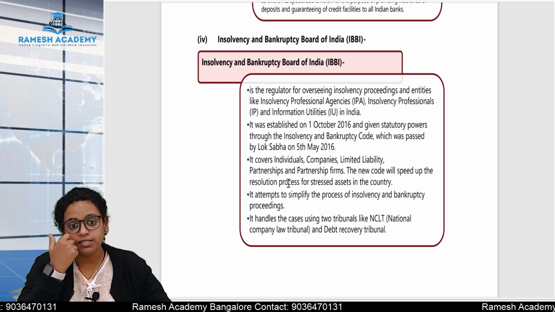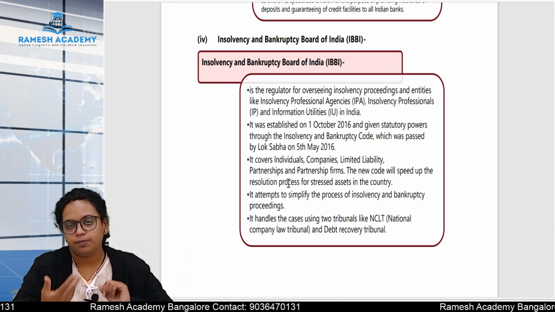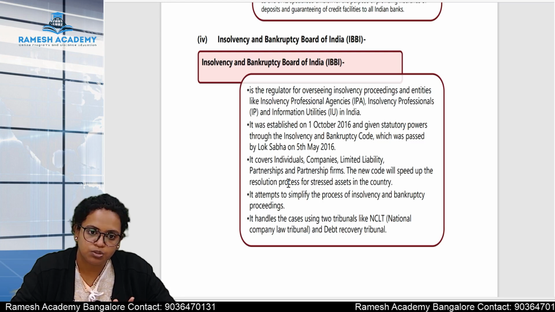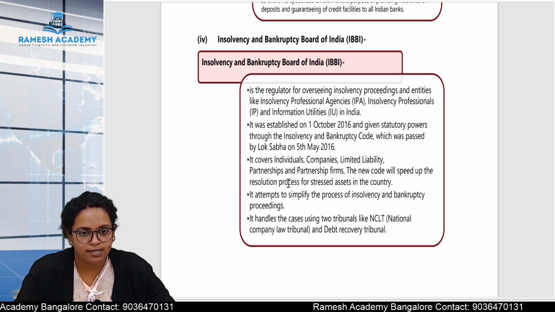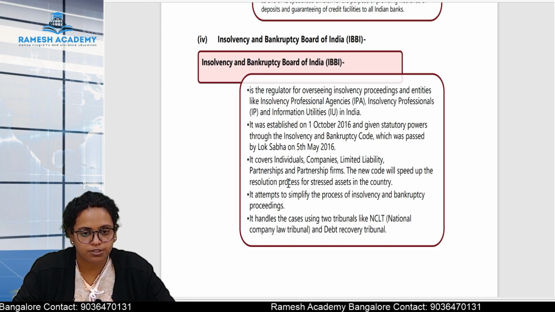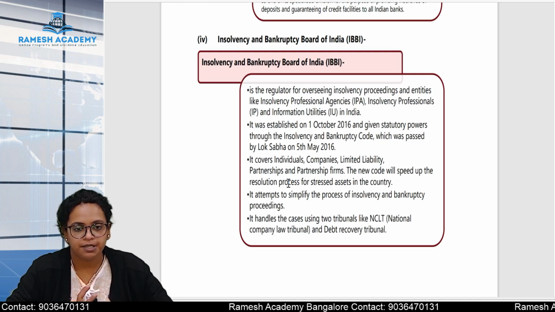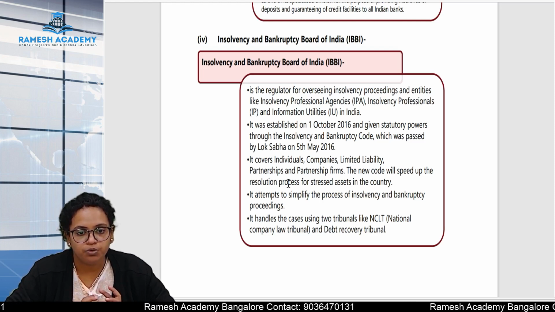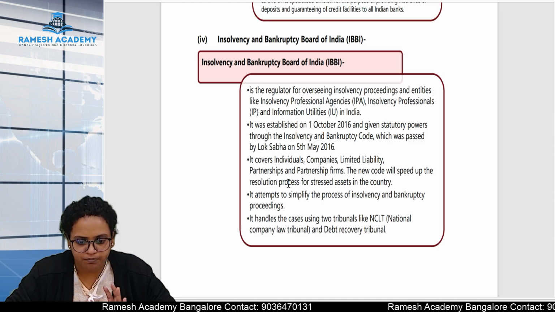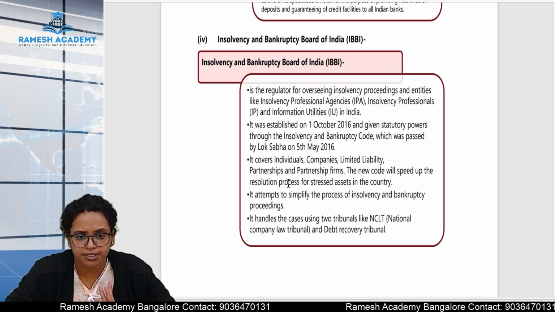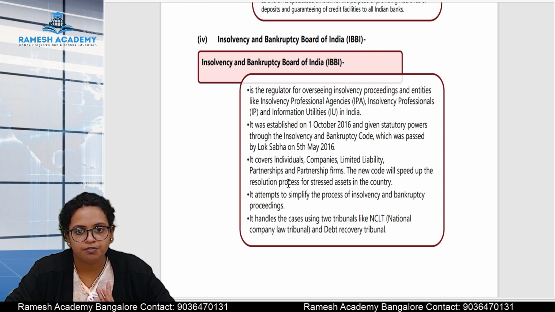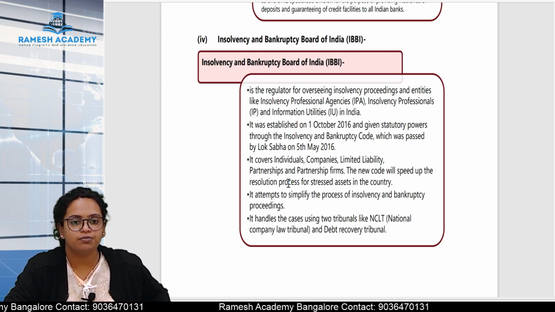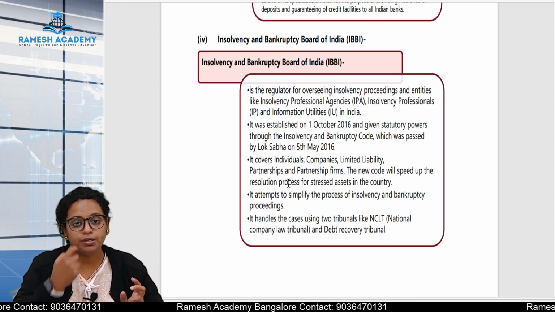So insolvency proceedings is nothing but when a company goes under liquidation and the company becomes insolvent, then there are a lot of other procedures that come under insolvency proceedings. All these things are taken care of by the Insolvency and Bankruptcy Board of India, which was a main board established in 2016. So this takes care of the insolvency proceedings and the entities, insolvency professional agencies. There are some insolvency professional agencies wherein there are certain exams that you have to clear to become an insolvency professional.